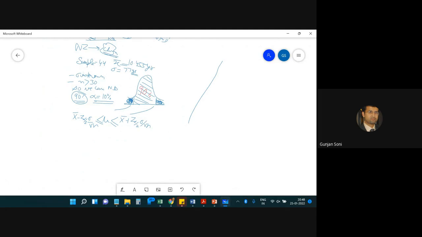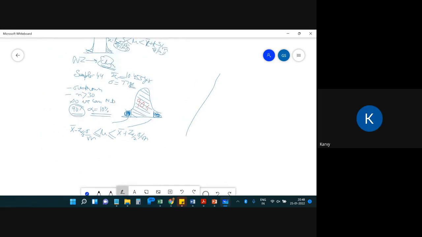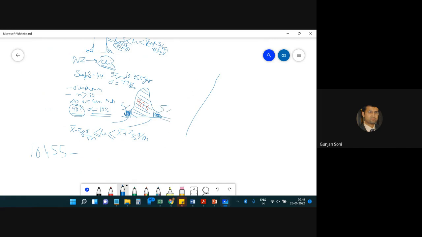Let us see that. So x bar we know already. X bar is what is given? 10.455, right? Minus z alpha by 2. Can you tell me, corresponding to 5% here and 5% here, what will be the value of z? Z corresponding to 5% here. Let's say this we want to find out. Z alpha by 2 value, can you tell?